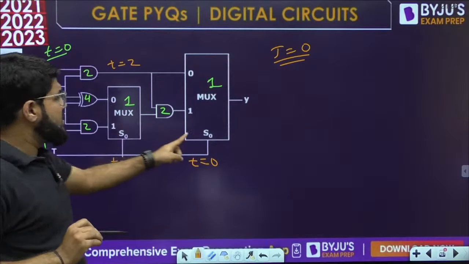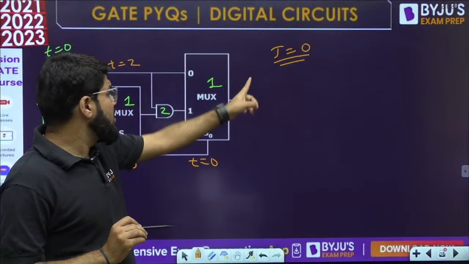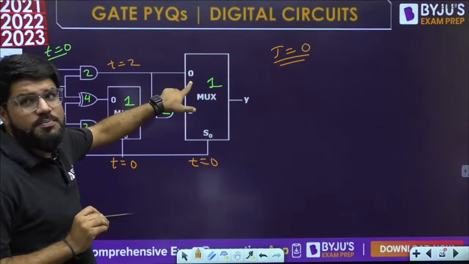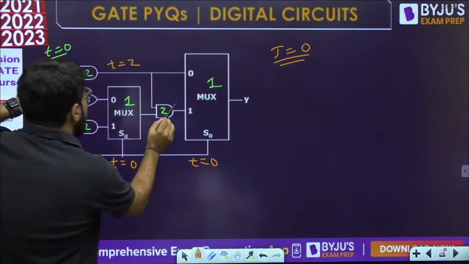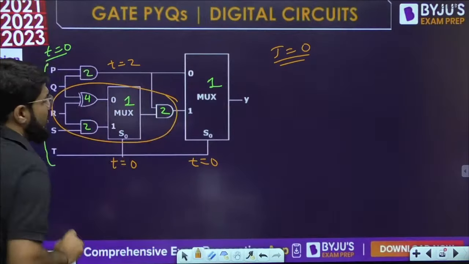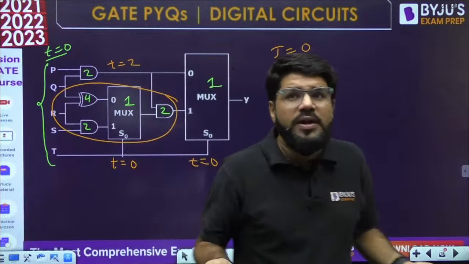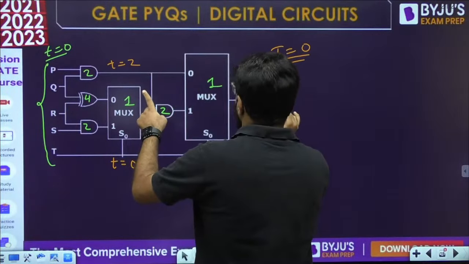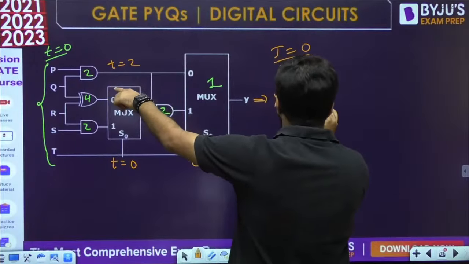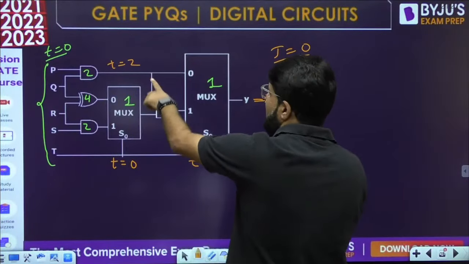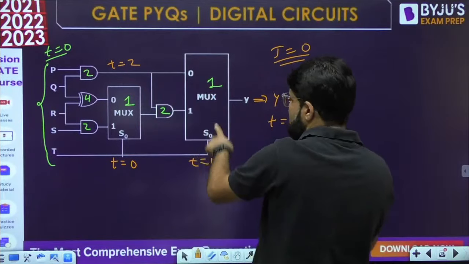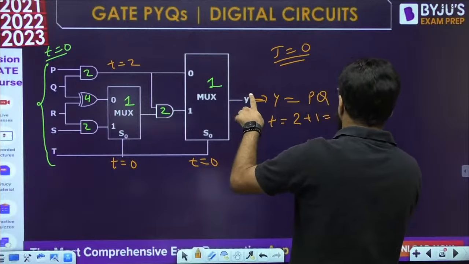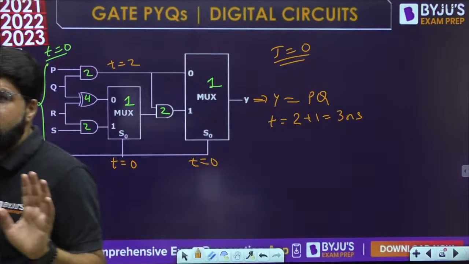Okay, so the select line is available at T equal to 0, and because I am taking the select line as 0, only the I0 input is required, which is ready at 2. So I don't need to wait for this delay. This will take a certain delay, but I don't need to wait for it because my final output Y will be just equal to the product PQ that will be available at 2, plus the delay of the multiplexer, that is 3 nanosecond.